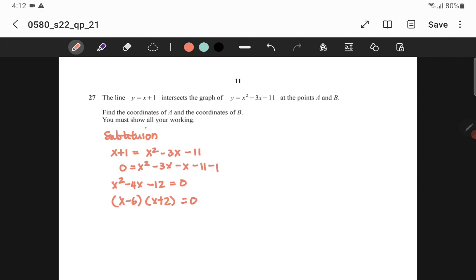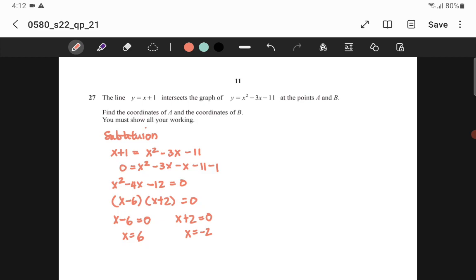How do I find the numbers? Well, I need to find two numbers. If I multiply them, it will be equal to this coefficient, which is negative 12. And then when you add them, it will be equal to this. Okay, and then after that I will write x minus 6 is equal to 0, which is x will be equal to 6. And then here x plus 2 is equal to 0, then x is equal to negative 2.